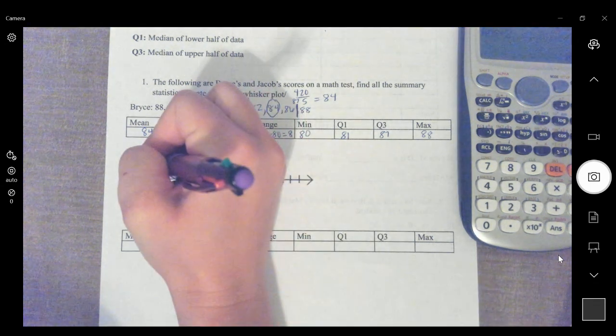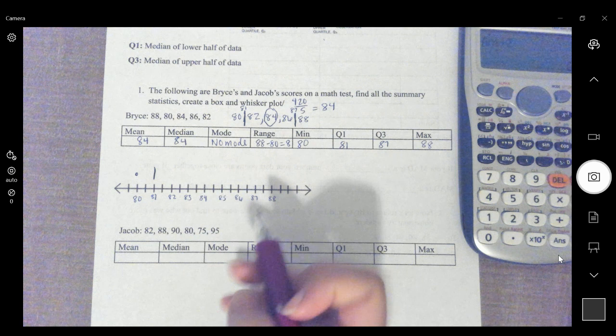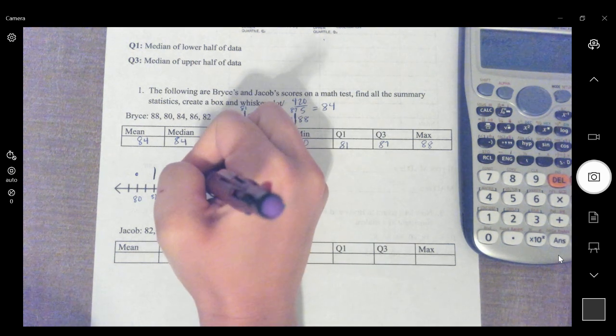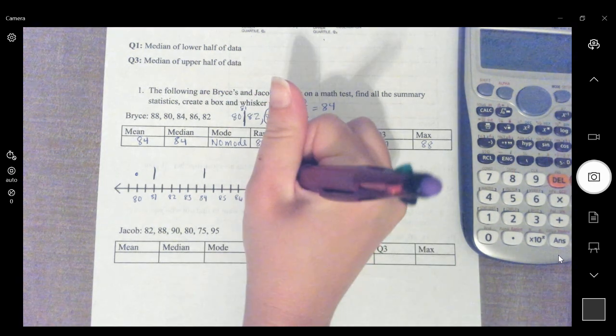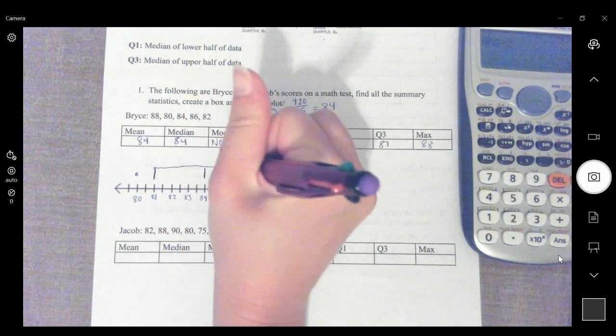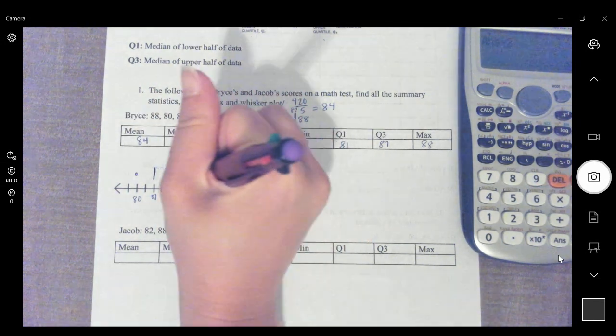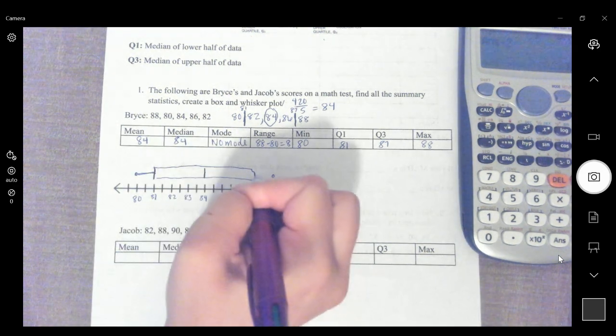My Q1 is 81, so that's the beginning of my box. I'm going to start with a line. My median is what's next, is 84, so that also gets a line. And then my Q3 is 87, and then my maximum is 88. Okay, so the lines create my box, and then you just draw a little whisker out there.